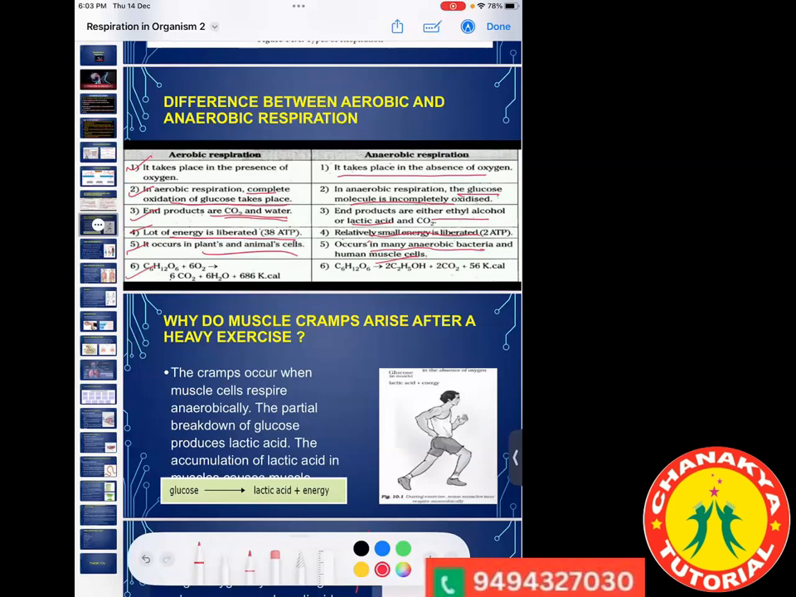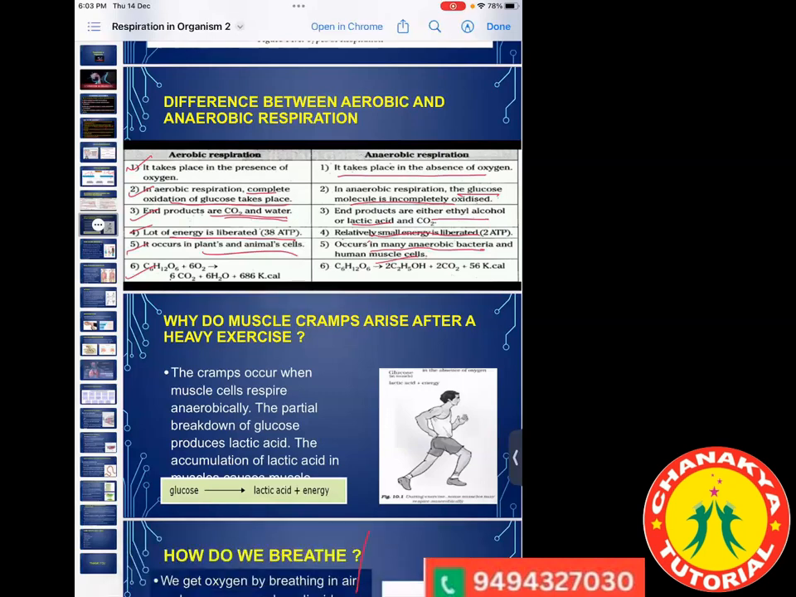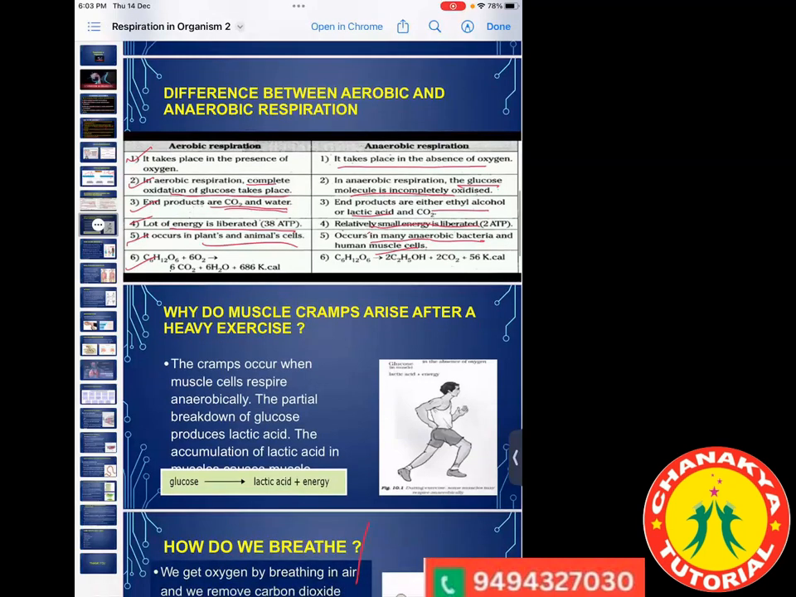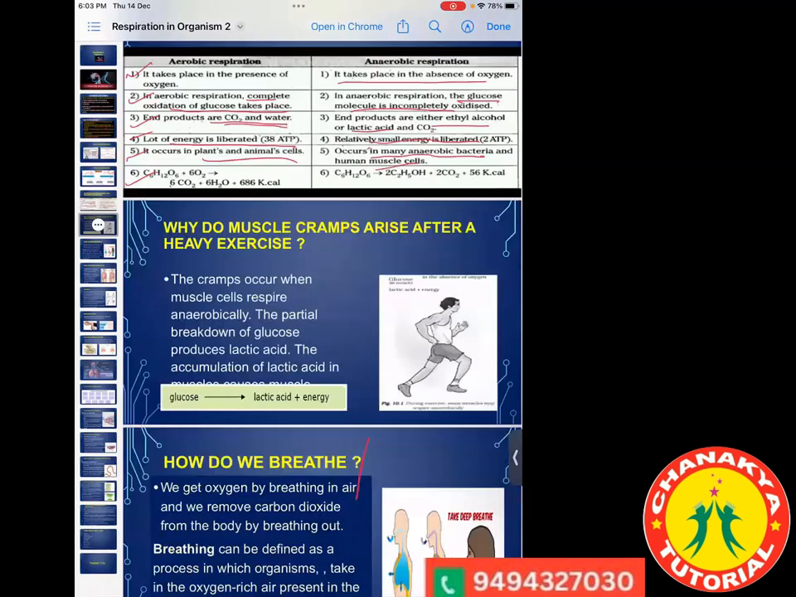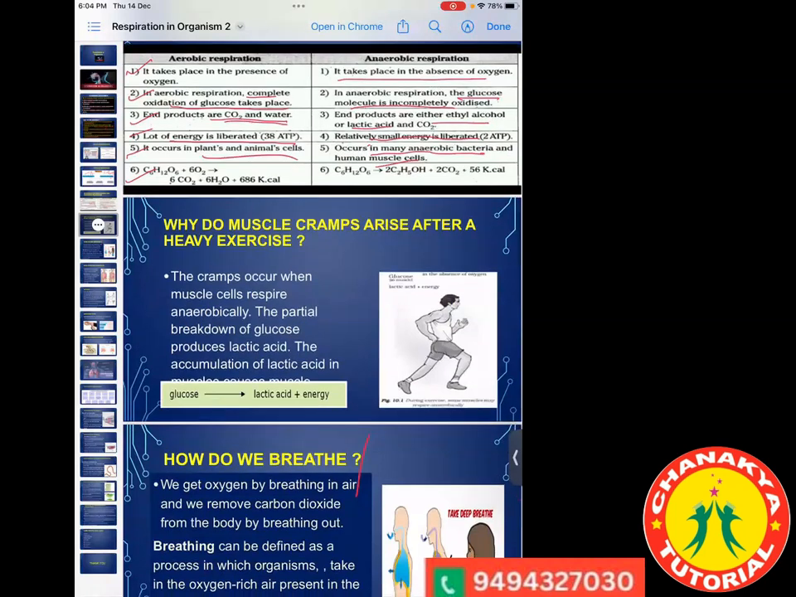So this is the equation: C6H12O6 plus 6O2 gives 6CO2 plus 6H2O plus energy. Then anaerobic respiration: C6H12O6 gives ethyl alcohol, C2H5OH, plus CO2 and energy. So these are a few differences between aerobic and anaerobic respiration.